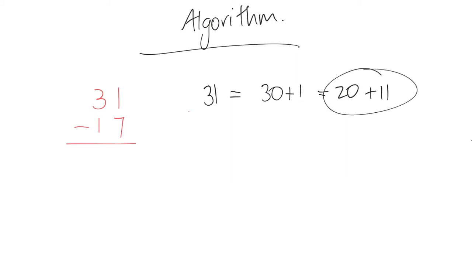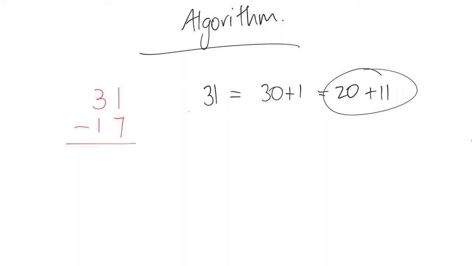Now, we're going to come back to that, so I'm going to leave that on the side there. And we're going to look at 1 minus 7. Now, we can't do 1 minus 7, so we have to rearrange the 31 so that whatever we've got in the ones column is larger than 7. And that's what we've done over here. We've rearranged 31 into 20 and 11.